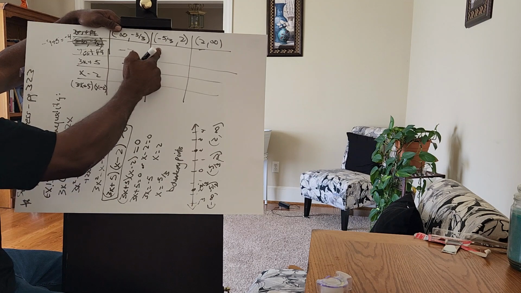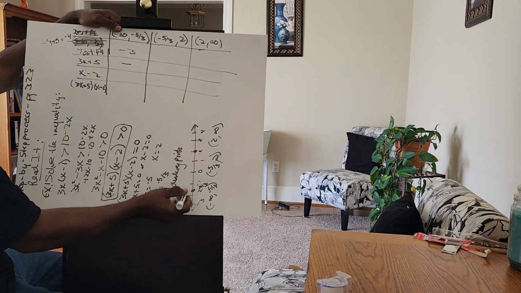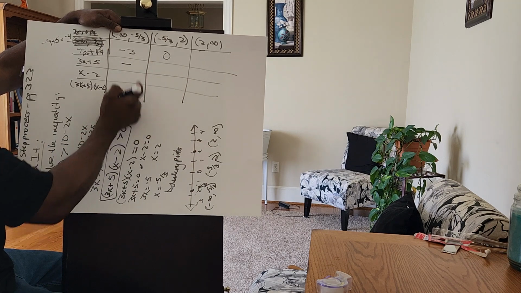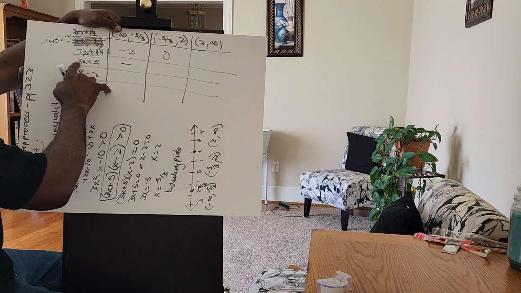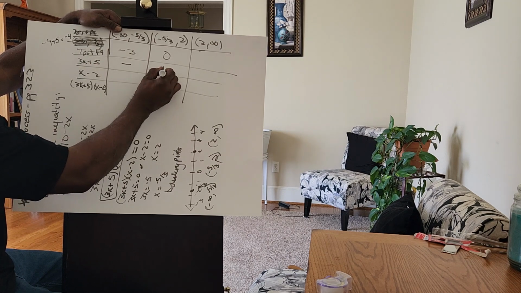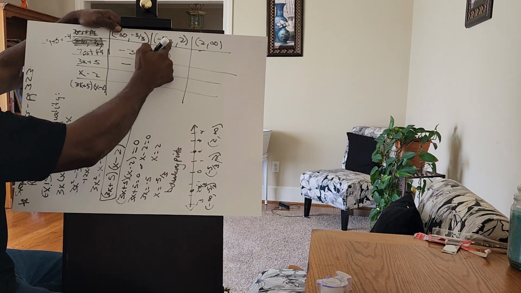Okay? A good test point in negative 5/3 to 2. So from negative 5/3 to 2, 0 is in there. So 0 is going to be my next test point. I take 0, and I'm putting that in for x. 3 times 0 is 0. 0 plus 5 is a positive 5. So this factor is positive in that interval.